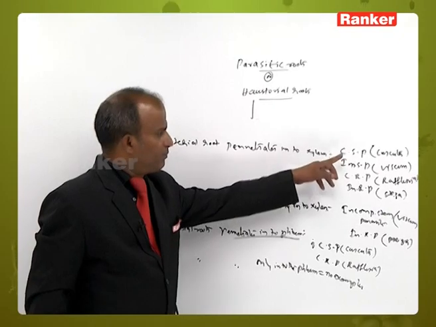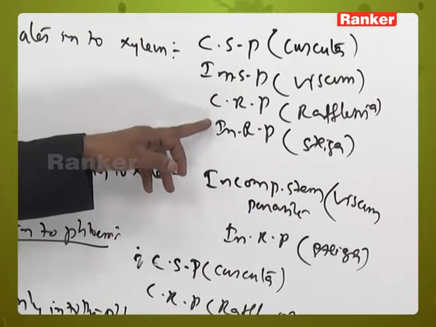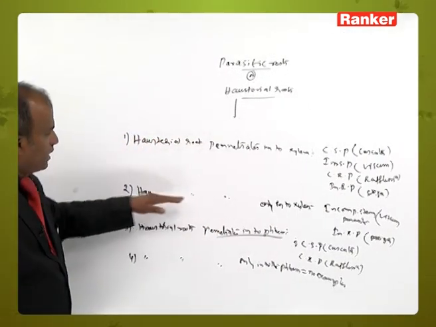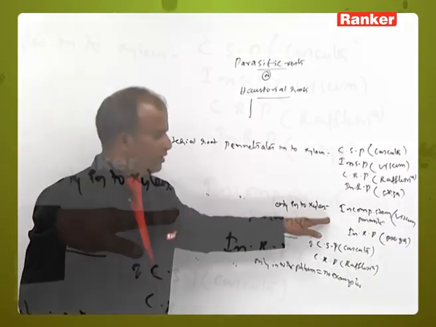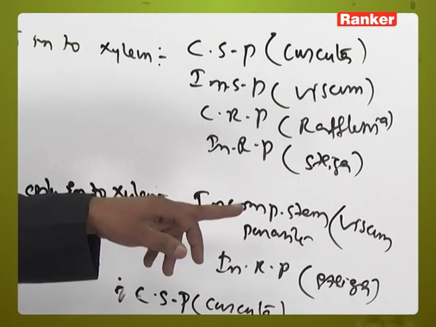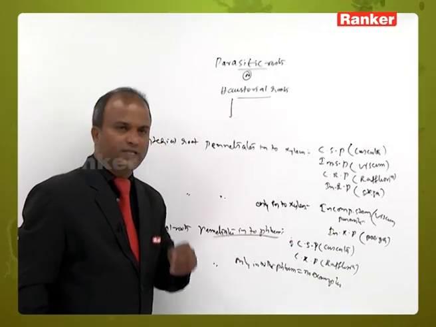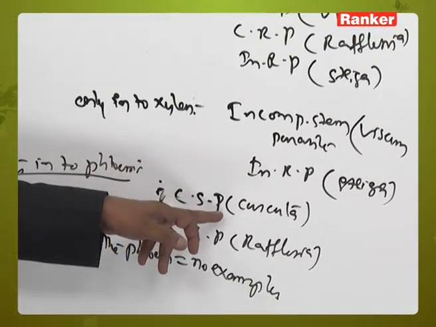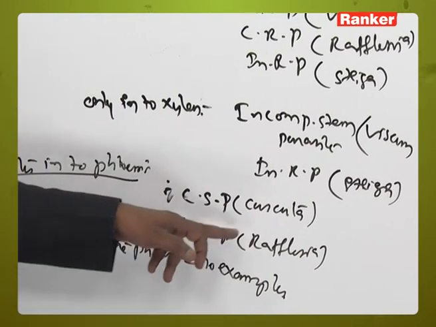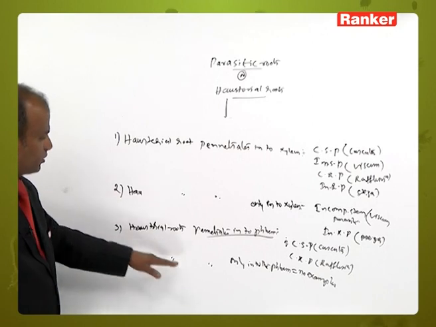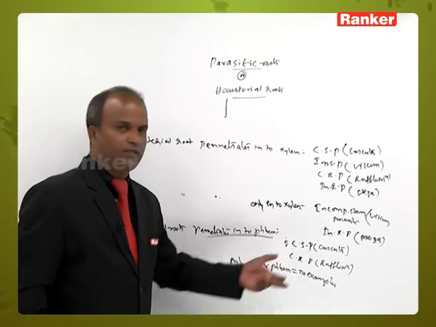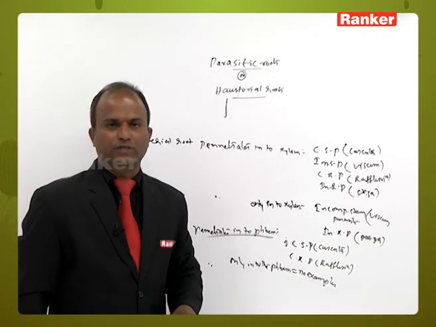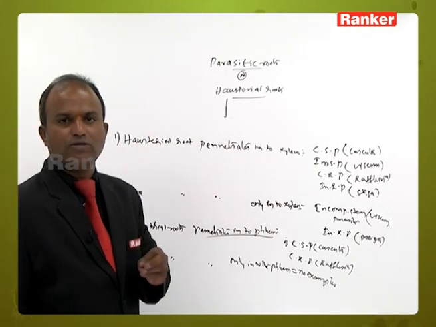Now, haustorial roots penetrate into xylem: all examples, complete stem parasite Cuscuta, incomplete stem parasite Viscum, complete root parasite Rafflesia, and incomplete root parasite Striga. Whereas haustorial roots penetrate only into the xylem: incomplete stem parasite Viscum and incomplete root parasite Striga. Haustorial roots penetrate into phloem: complete stem parasite Cuscuta and complete root parasite Rafflesia. Haustorial roots penetrate only into the phloem: it does not show any examples. This way we completed root modifications.